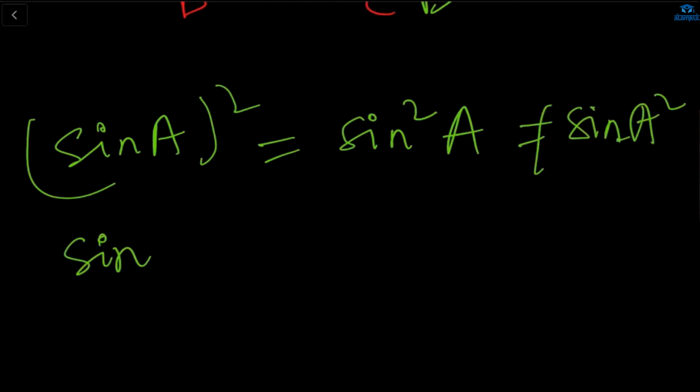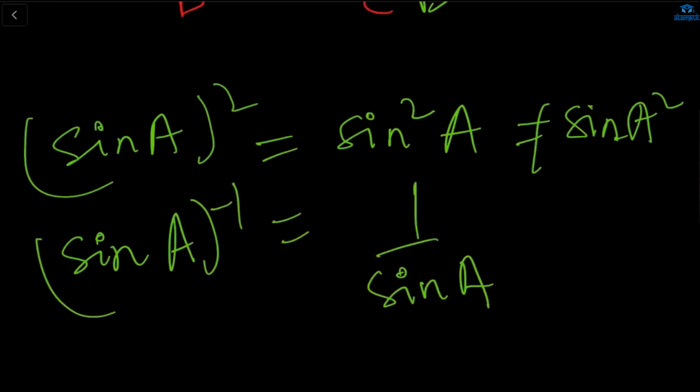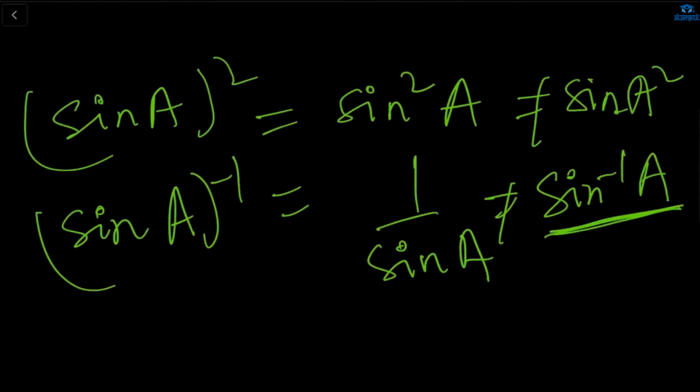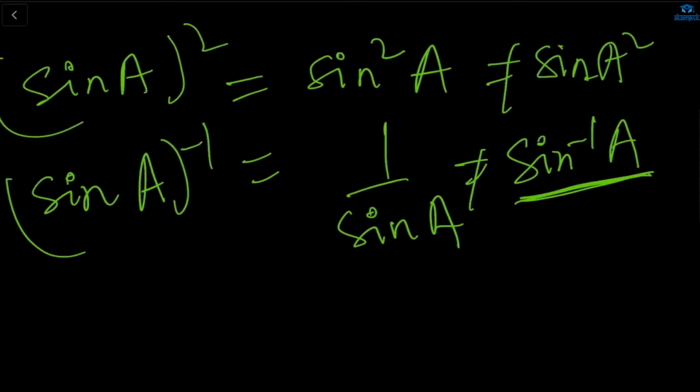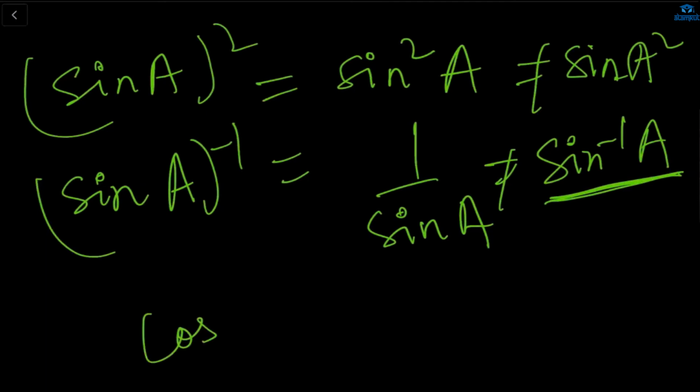And if I'm writing sine A inverse, it is equal to 1 by sine A. This is not inverse, this is minus power. But this is not equal to sine inverse A, which is a different thing. In 11, 12, you will come across this. Sine inverse A is the trigonometric inverse, and the value is different. So sine A to the power minus 1 is equal to 1 by sine A. Similarly, the same thing applies to cos and other trigonometric ratios.